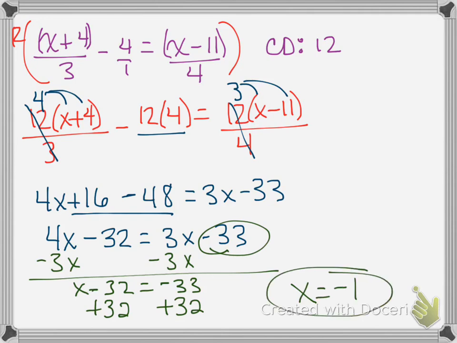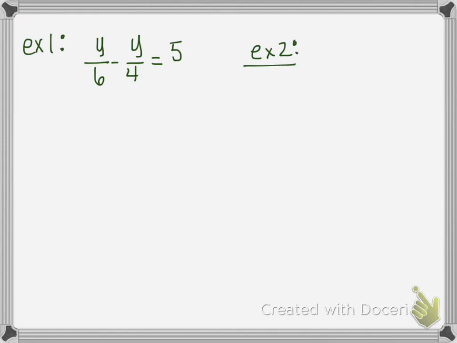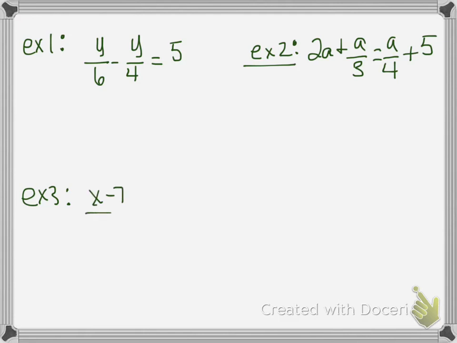So I'm going to give you a couple to try on your own, and we're going to come back together in class tomorrow, and we will look at that. So I want you to try y over 6 minus y over 4 equals 5. Let's try 2a plus a over 3 equals a over 4 plus 5. And let's try x minus 7 over 5 plus 2 equals x plus 8 over 10.